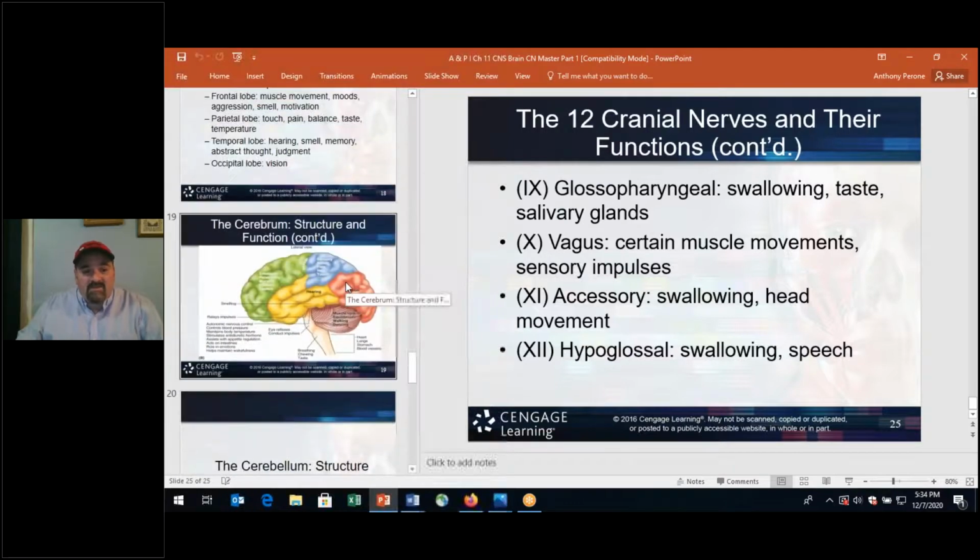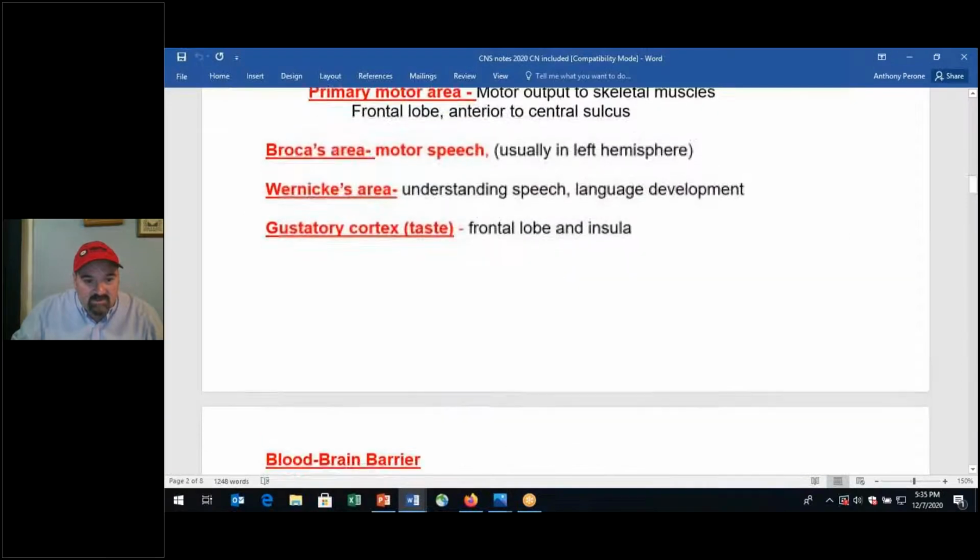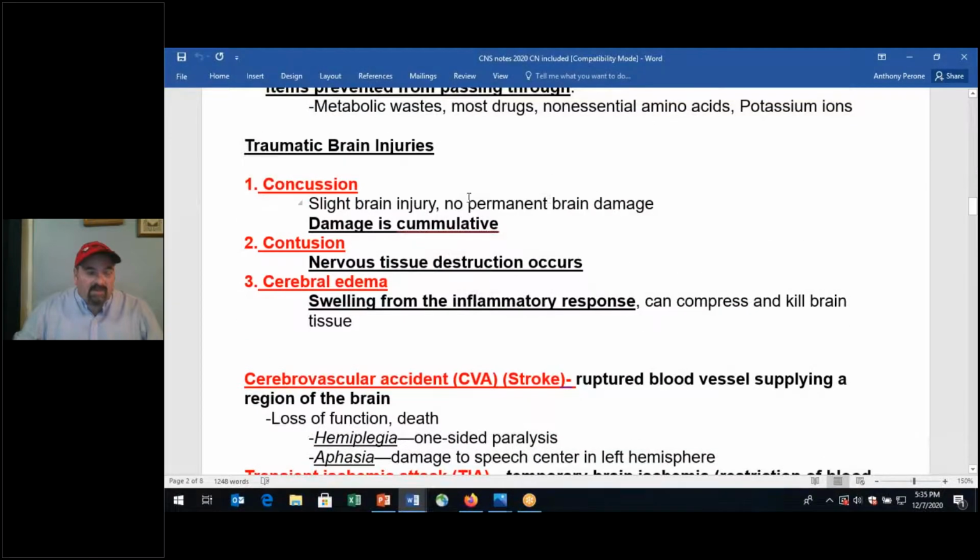Well, I would tell you that a concussion is not as severe a traumatic injury. Yes, it's a traumatic injury to the brain, but it's not as severe as something. Let me show you in my notes here. In the case of slight brain injury, contusions and edema present within the brain are more severe damage to the brain and can cause actual damage and death of tissue, right?